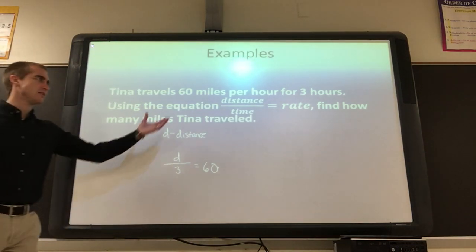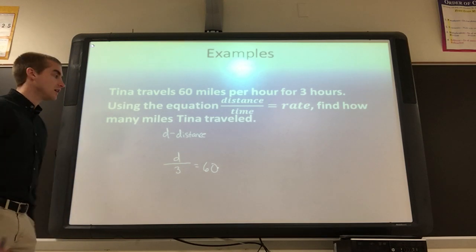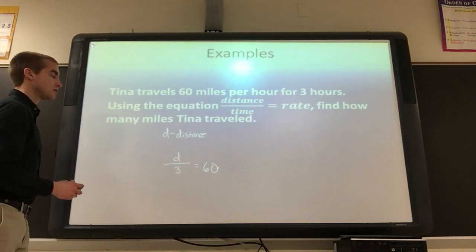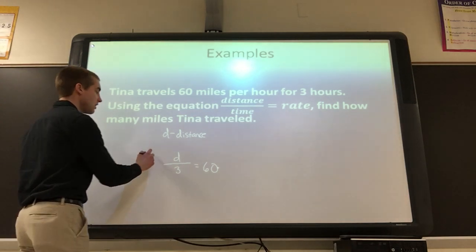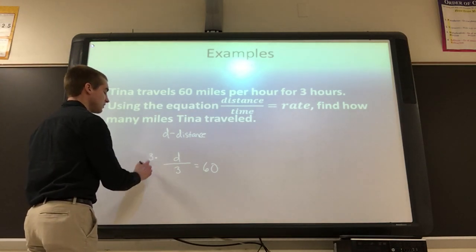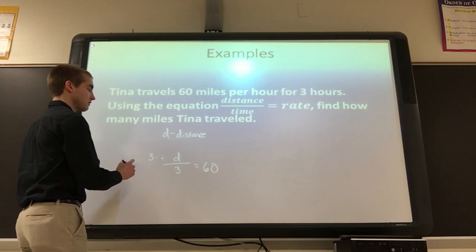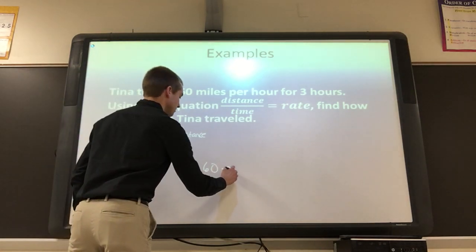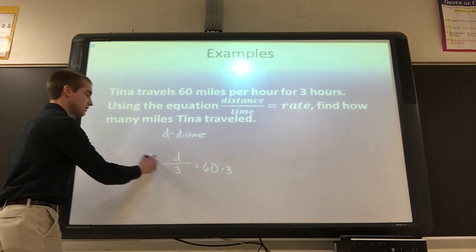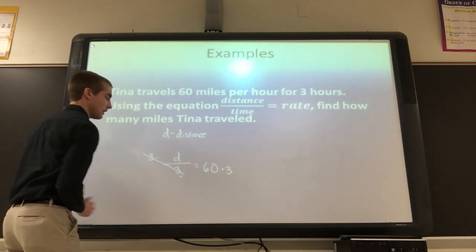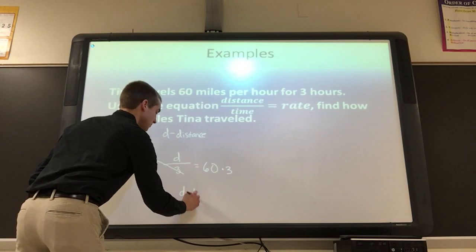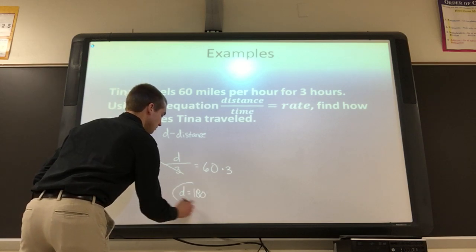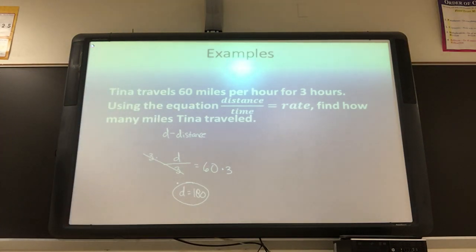They kind of help us out, telling us what the form is going to be in, but D over 3 equals 60. To solve this equation for D, we're dividing by 3, so we need to do the opposite of division, which is multiply both sides by 3. So 60 times 3 as well. What happens to these 3's? Well, they cancel out, and we're left with D equals 60 times 3, which is 180. So that would be the answer to our equation.